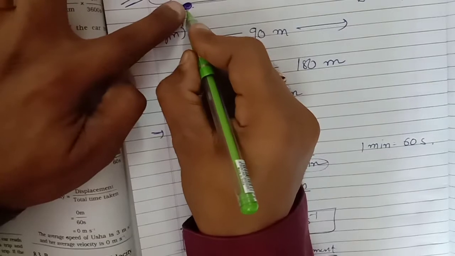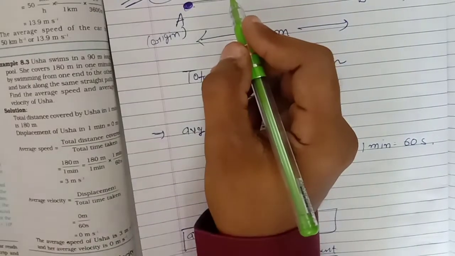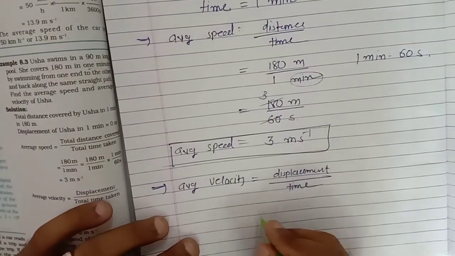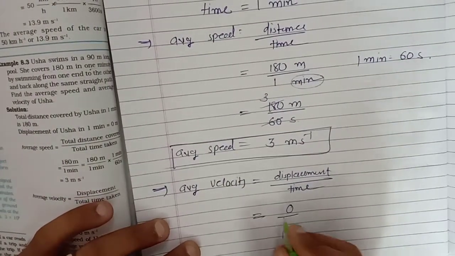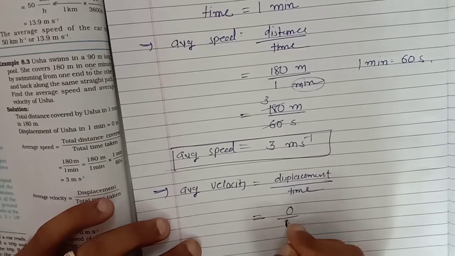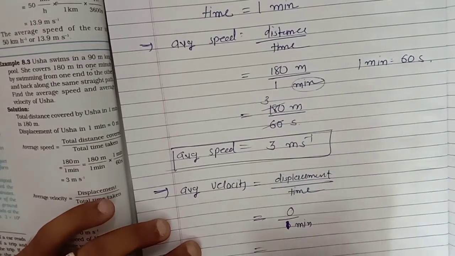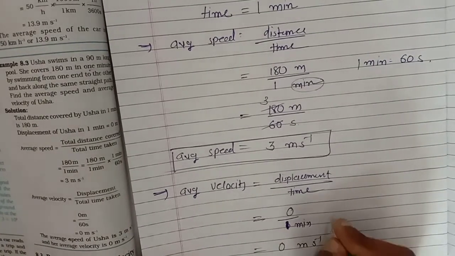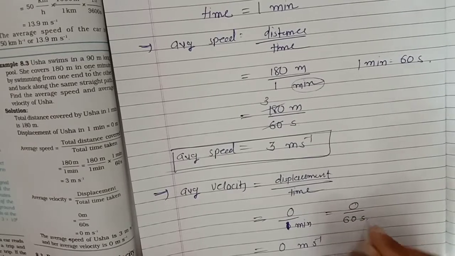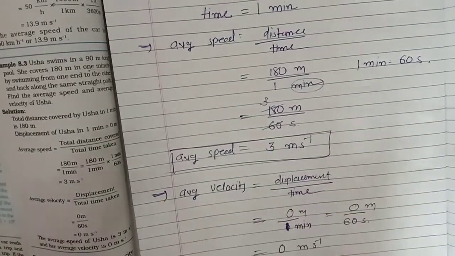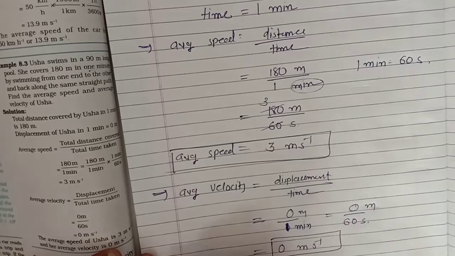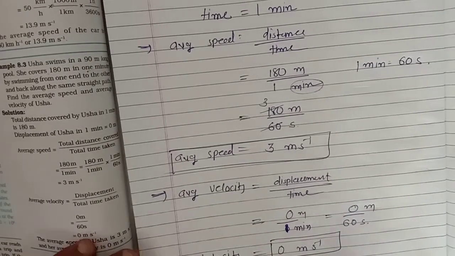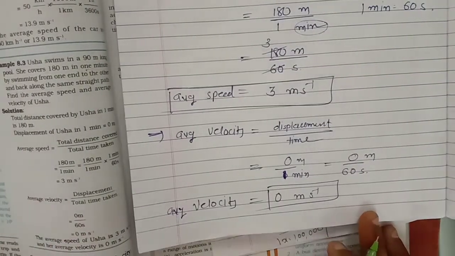Clear? Means she started here, and came back here and ended. Means she did no traveling according to displacement. Clear? So displacement remains 0. Time again 1 minute, but 0 divided by anything, it means 0 meter per second. So divided by 60 second, 0 meter. Displacement 0. That's why the average velocity is 0 meter per second.